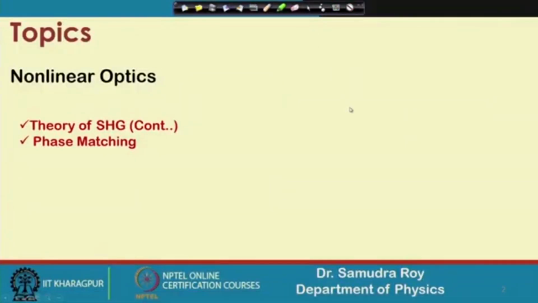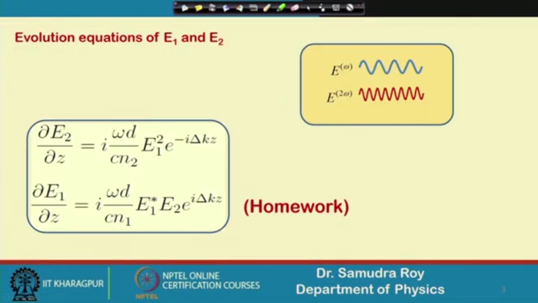So, let us try to find out the theory of second harmonic generation and nonlinear optics, and how this theory was developed. We already showed this in the previous class. Today we are going to solve those two equations. So, let us go back to our previous slides. These slides were already shown in the previous class: we have two coupled equations, and they suggest how E1 and E2 are going to evolve.